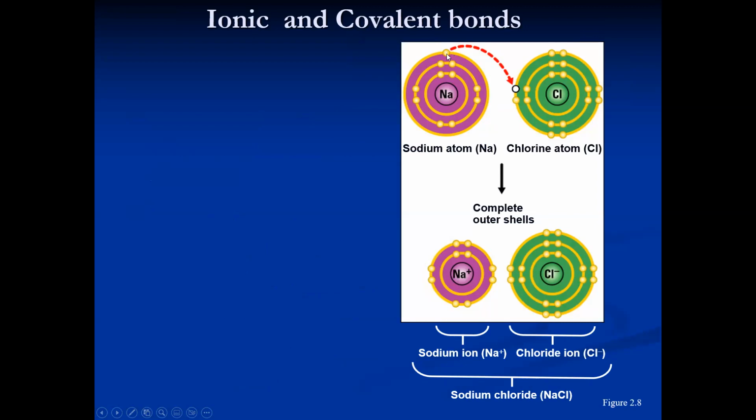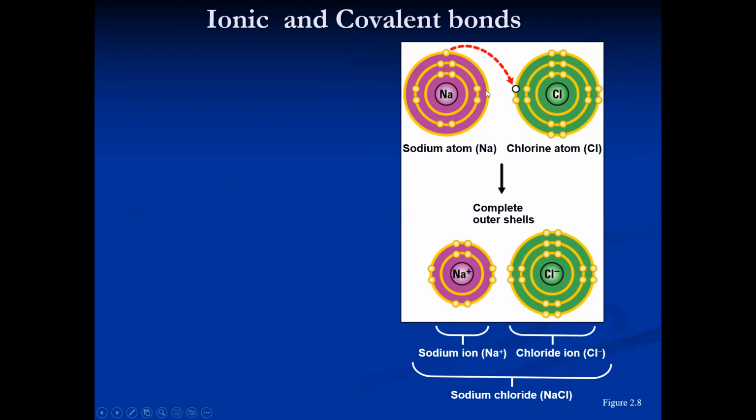So it could form 7 bonds, but that's a hassle, and there's not room for 7 things to attach. So what it does is it cheats. Instead of adding 7 more, it donates its outermost electron to an atom such as chlorine, so that now, look at sodium, it has 8 around the outside. But because it's given away 1 of its electrons, it has a positive charge.